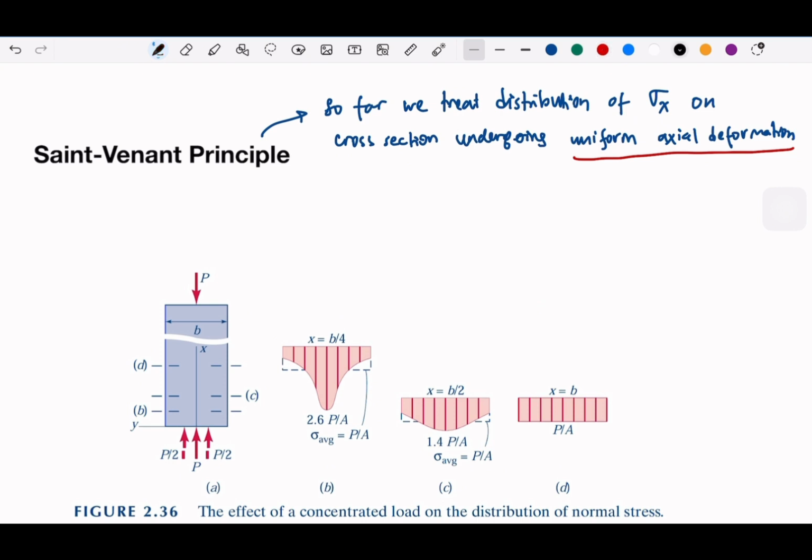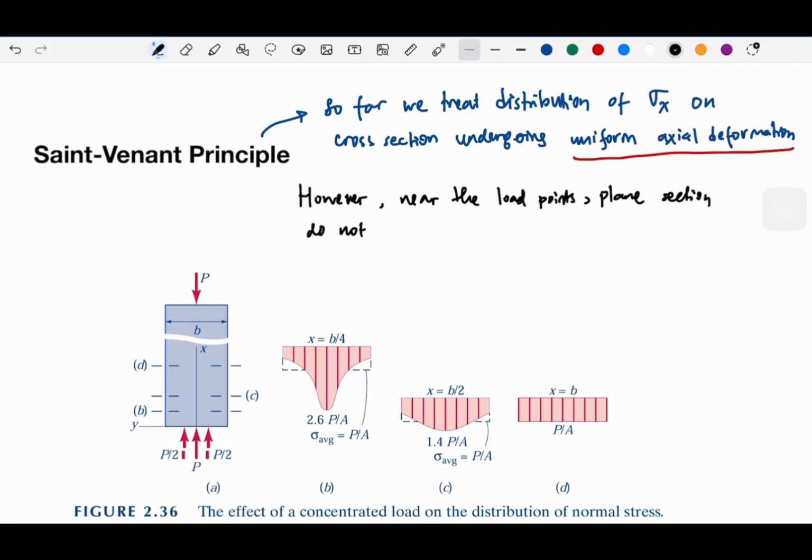However, near the load points, plane sections do not remain plane. Or we say here that this normal stress is not uniform.